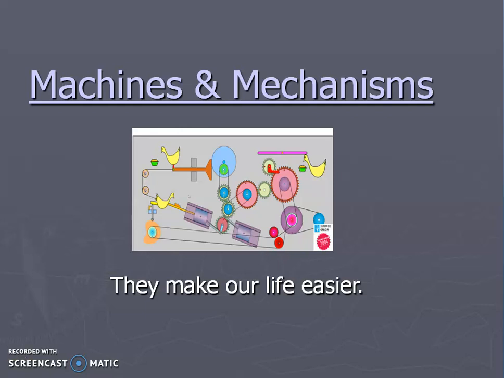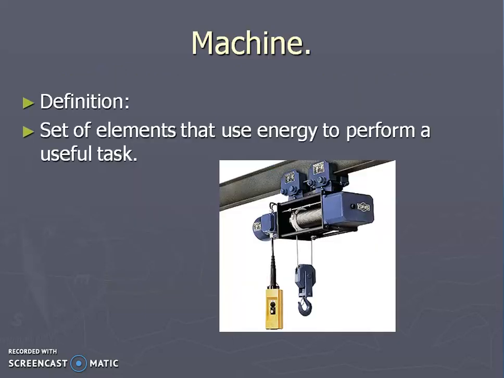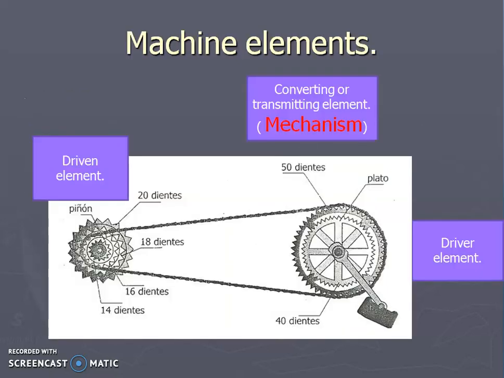And number 1, we come up with the definition of what a machine is: no more than a group of elements that we use to perform a useful task. In this case, here we have an example of a crane. What are the elements that we have in a machine? Basically, what we have is the driver element, and here we have the driven element.